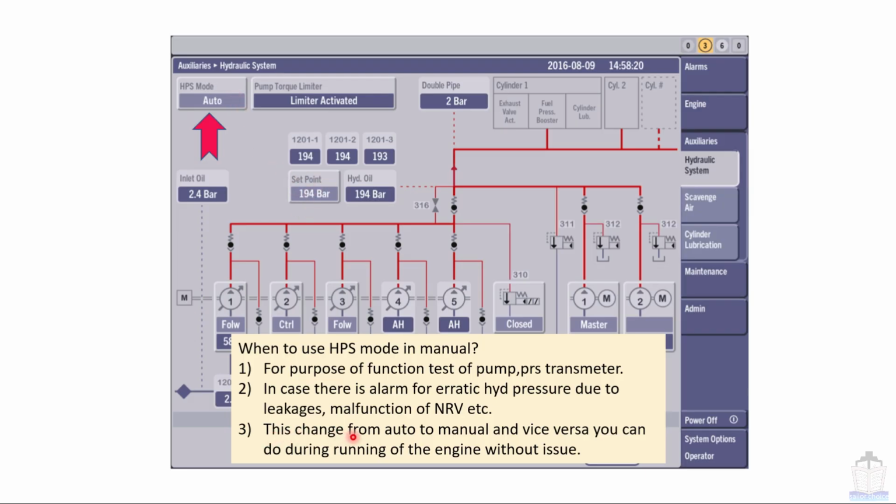Next one is this change from auto to manual and vice versa, you can do during running of engine without UC. Yes, this change of HPS mode from auto to manual you can perform even though the engine is running in any direction and at any load.